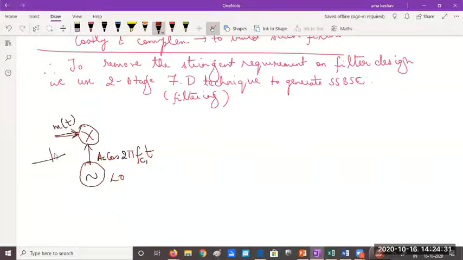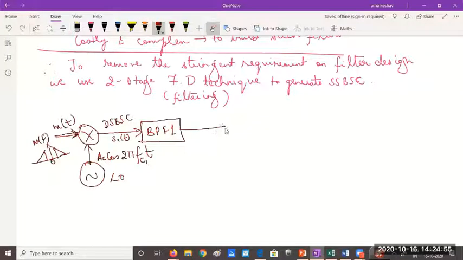Remember, the message signal should have no components at zero frequency. It should be well separated. This should be the type of message which we are going to give. And the output of this is your DSB-SC signal, S1 of t, and this is fed to the first band pass filter, and here I am going to obtain a spectrum something like this.